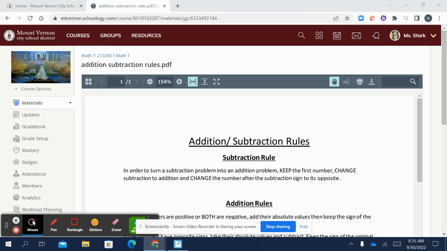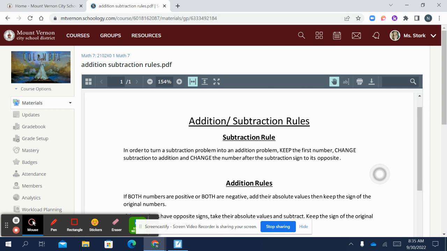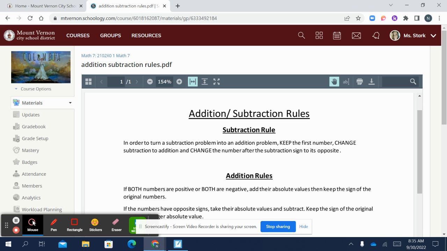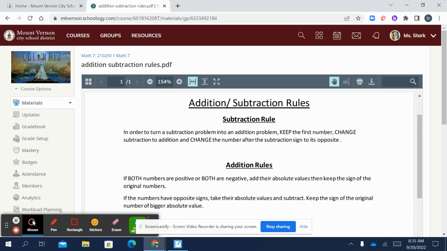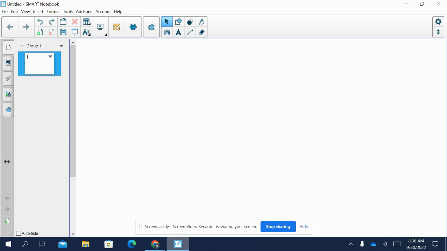Hi all. So today what I want to do is explain what I mean by these addition and subtraction rules. So first, let's look at the subtraction rules. It says, in order to turn a subtraction problem into an addition problem, keep the first number, change subtraction to addition, and change the number after the subtraction sign to its opposite. Let's take a look at what that means.